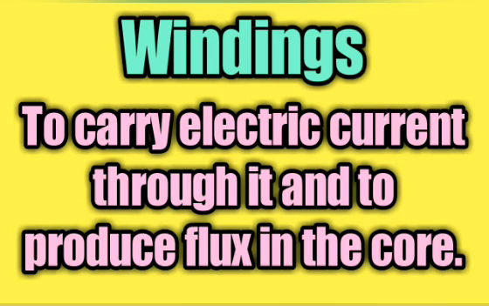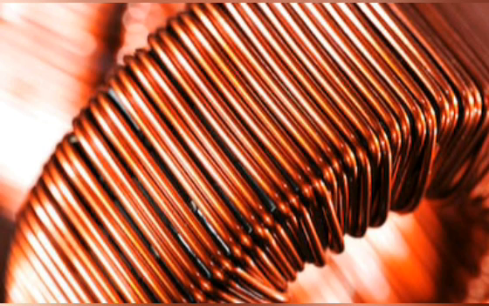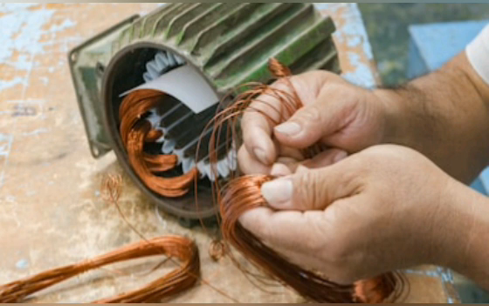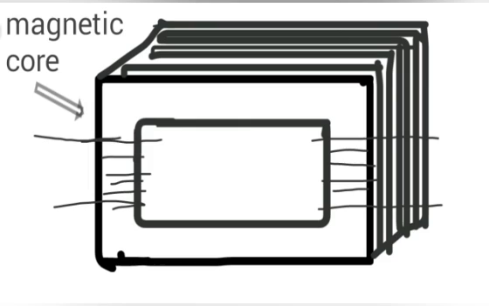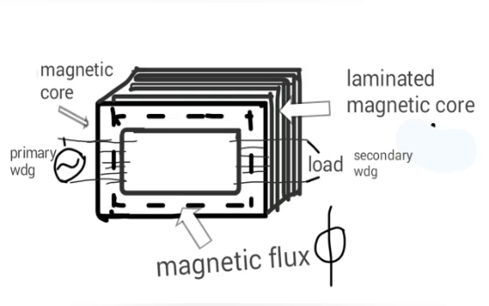The function of windings is to carry electric current through it and to produce flux in the core. Mostly windings are made up of copper because it has high conductivity and ductility, which minimizes the copper consumption as well as the volume of the winding. Two sets of windings are mounted on the transformer core, which are primary and secondary windings. The primary winding is connected to the supply voltage and the secondary winding is connected to the load. The windings are insulated from each other.